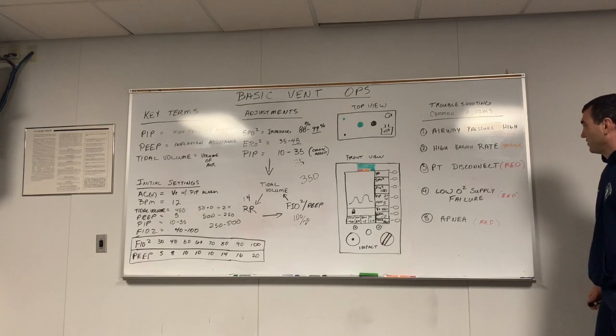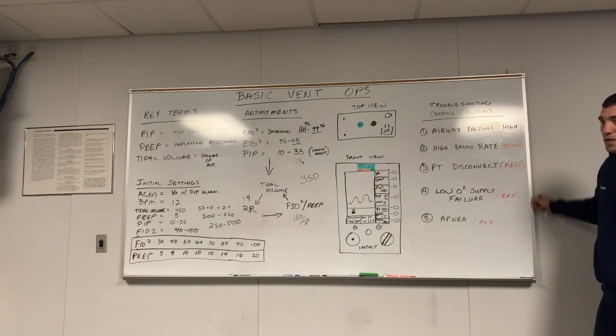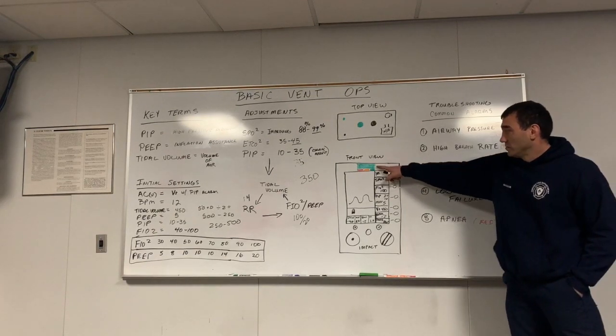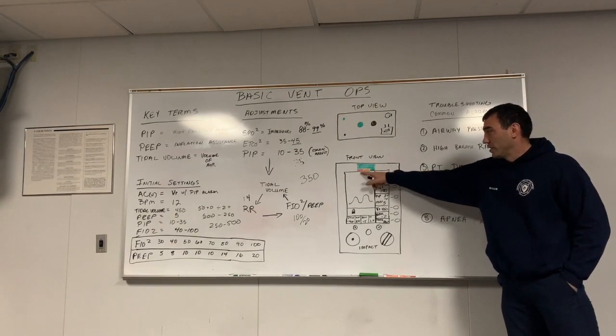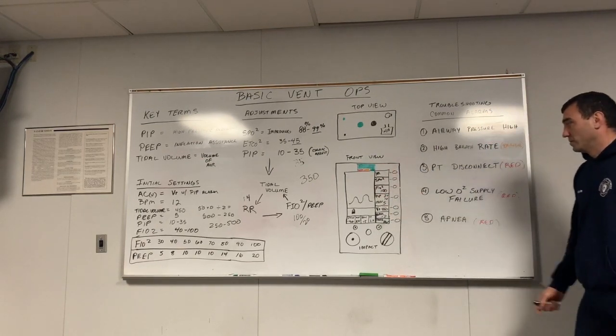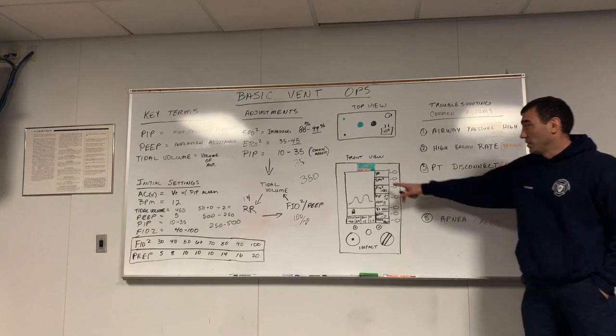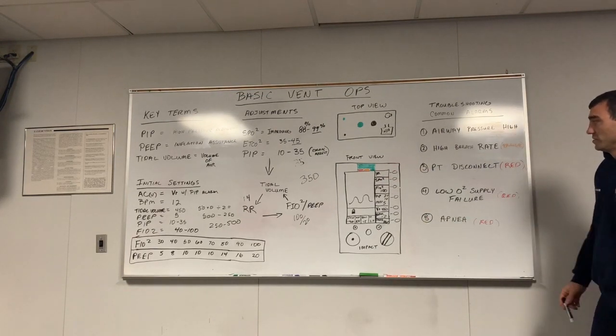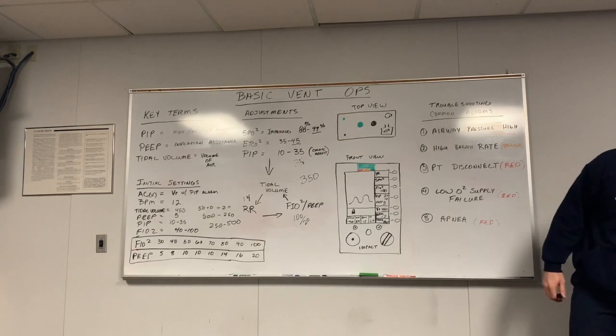Number 3, patient disconnect. You see this is a red alarm. If you turn your ventilator on right now, it will give you a patient disconnect alarm. And this right here at the top, this is your alarm. You got red, orange, and green, and it's currently green because my vent's set up and it's working correctly. This big box will turn red, be flashing, and you'll get an audible alarm. This means that your tubes are disconnected.